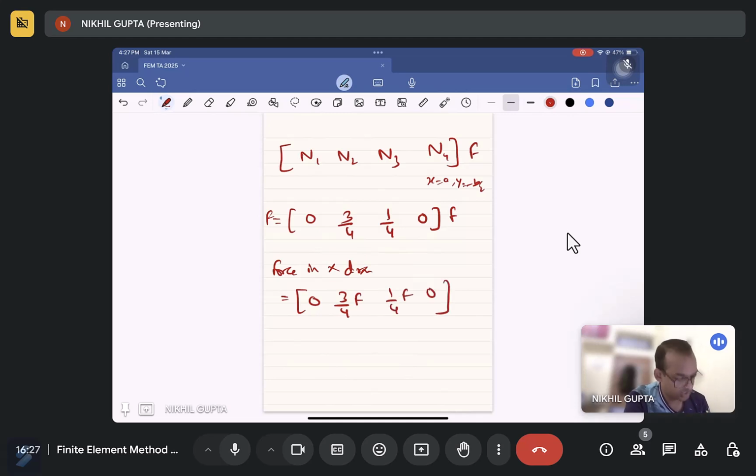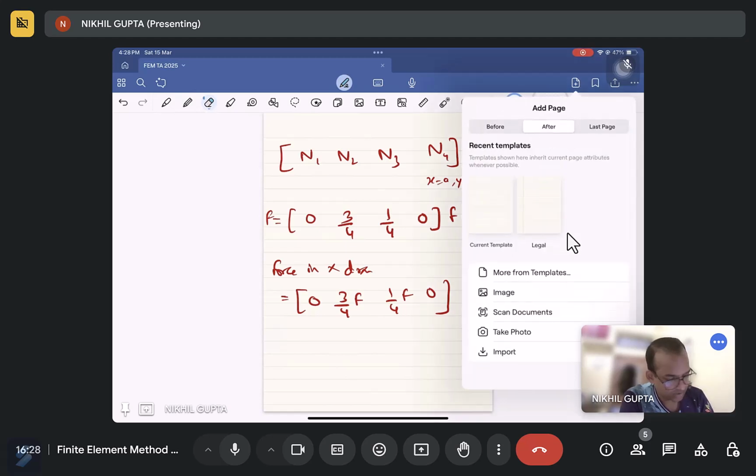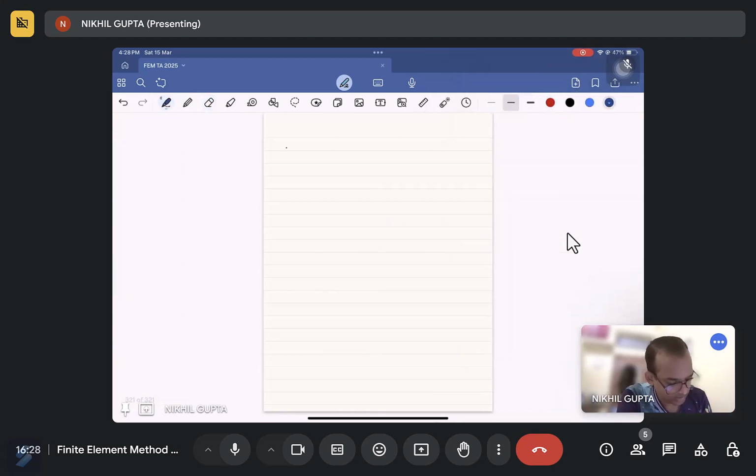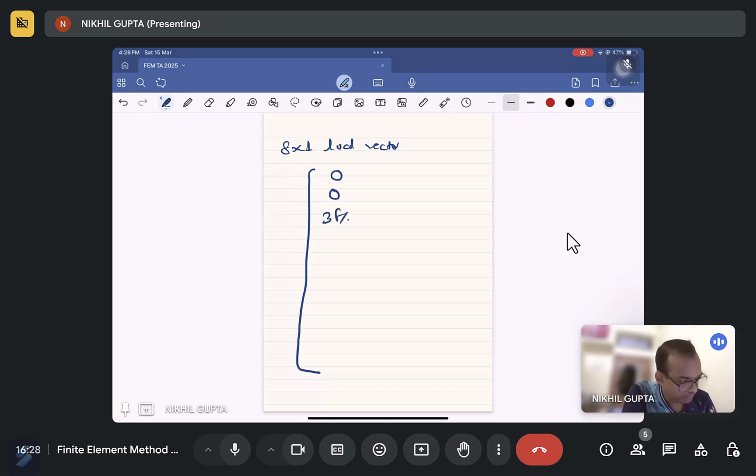Since it is asking you for the 8 cross 1 load vector, I'll put it in the next slide. So for the 8 cross 1 load vector, you have to include x forces also, you have to include y forces also. So this will be 0, 0, 3f by 4, 0, f by 4, 0, 0, 0. So I have included xy, xy, xy, xy for this. So it has become the 8 cross 1 load vector.